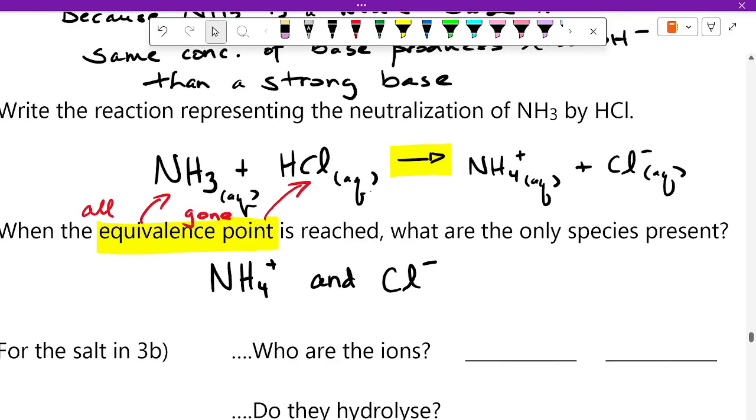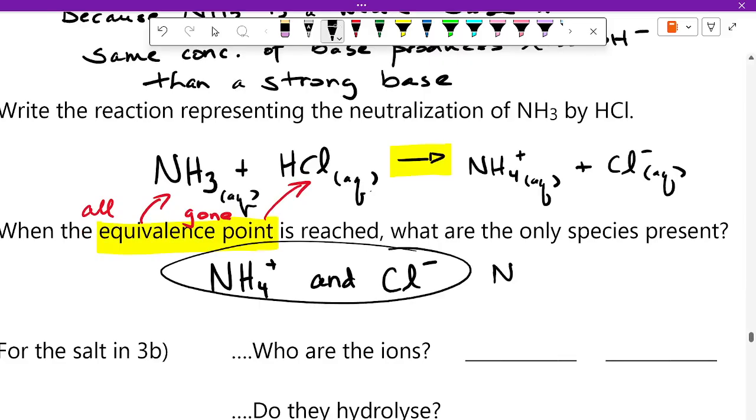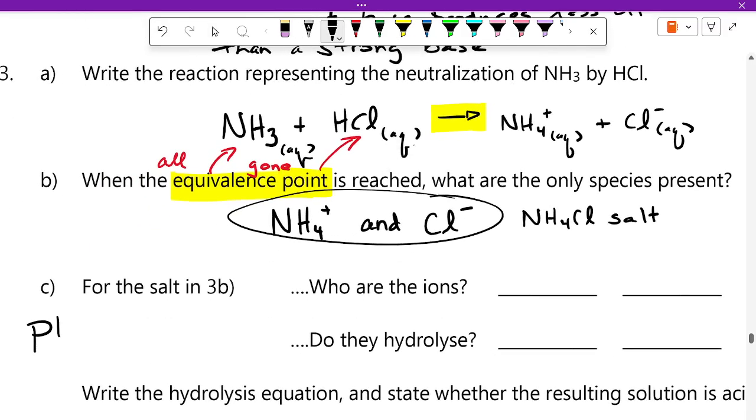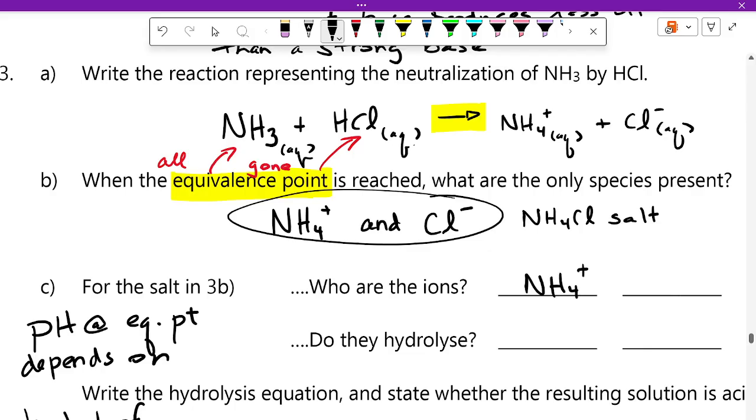So who are the ions? This is our salt. And remember, the pH at the equivalence point depends upon hydrolysis of the salt. Okay, so who are the ions? We have NH4 plus and Cl minus.